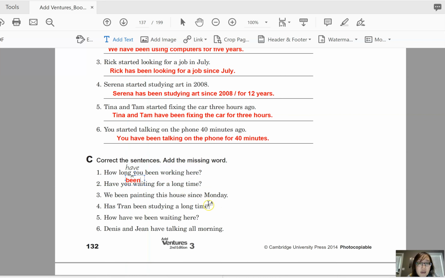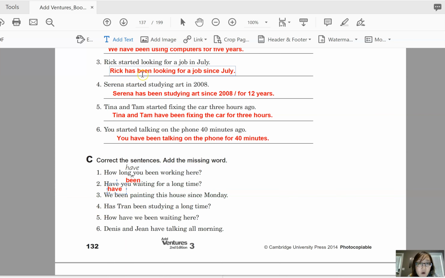Okay. And then number 3, we've been painting this house since Monday. So something's missing. Okay. Yes. So we can say we have been painting this house since Monday. We have been painting this house since Monday.